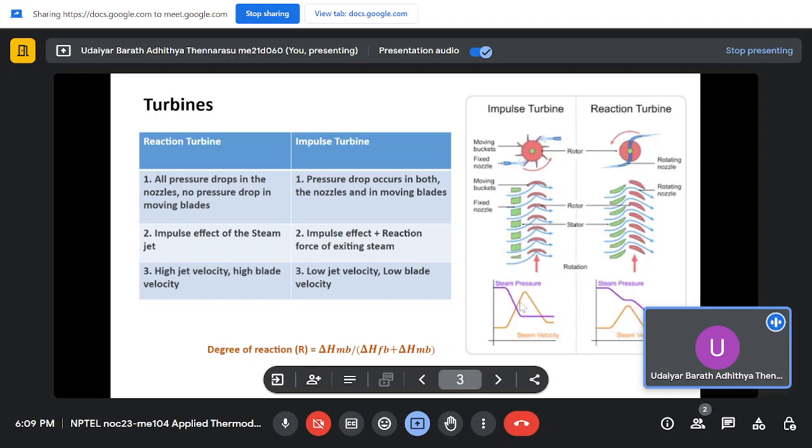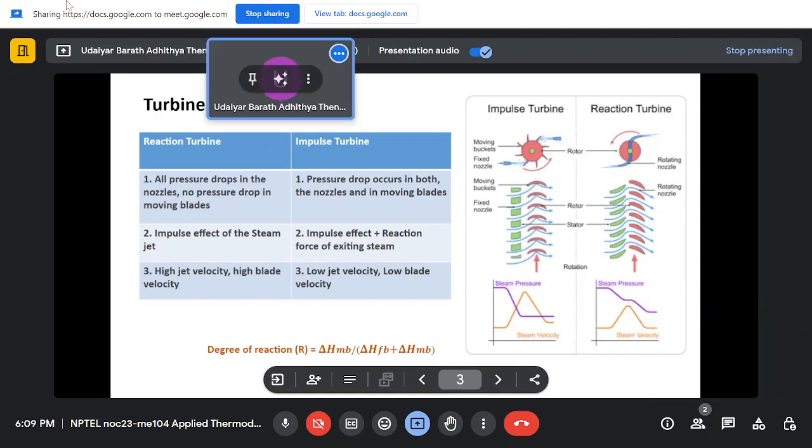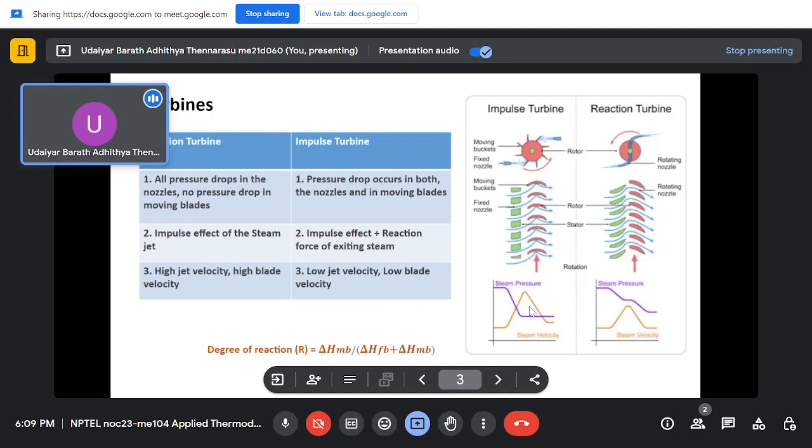Then, in the impulse turbine there will be high jet velocity and high blade velocity. But in the case of a reaction turbine, there will be low jet velocity and low blade velocity, as I said previously, and as you can see from those graphs. Another difference you can see is that the moving blades in the impulse turbine operate at lower pressure compared to the reaction turbine, where the pressure is higher. Also, you will require a large number of stages in a reaction turbine to achieve the same output that you get from an impulse turbine.